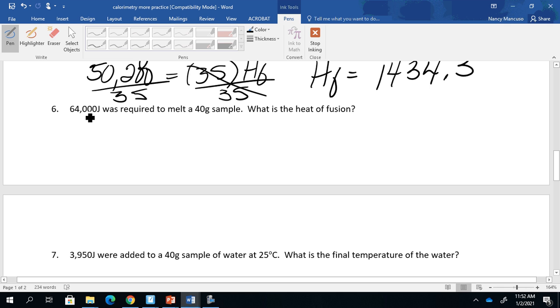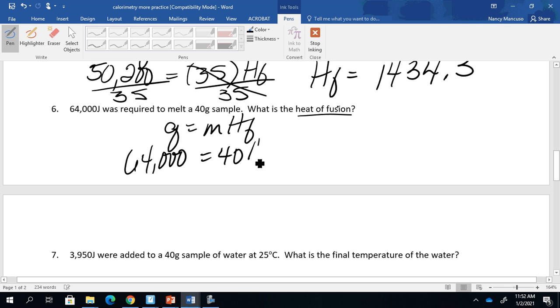All right, next one. 64,000 joules was required to melt a 40-gram sample. What's the heat of fusion? So again, they want me to find Hf, so Q equals mHf. Q is 64,000. The mass is 40. So I'm going to divide both sides by 40. These will cancel out. Hf is going to equal 64,000 divided by 40, which is equal to 1,600.